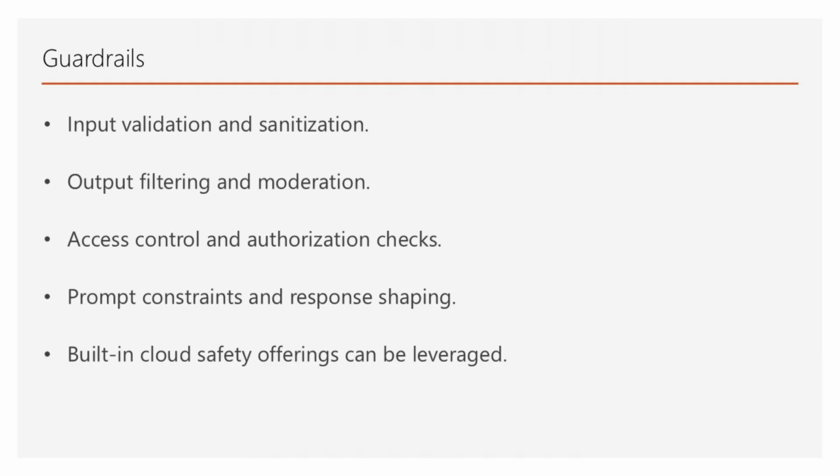Guardrails protect both users and systems, and they operate at multiple layers. Some guardrails are implemented by you, such as input validation, access control, and prompt constraints. Others can be provided by cloud platforms, for example, built-in content filtering, safety classifiers, and policy enforcement offered by managed LLM services. These cloud offerings can significantly reduce effort, but they should be seen as complementary, not a replacement for architectural controls. Safety is not something you bolt on at the end. It emerges from deliberate design choices across the system.